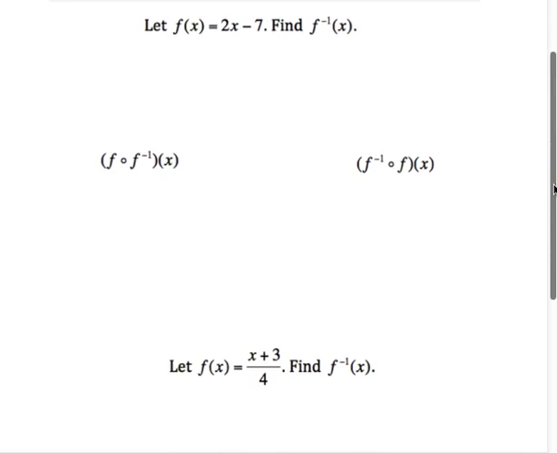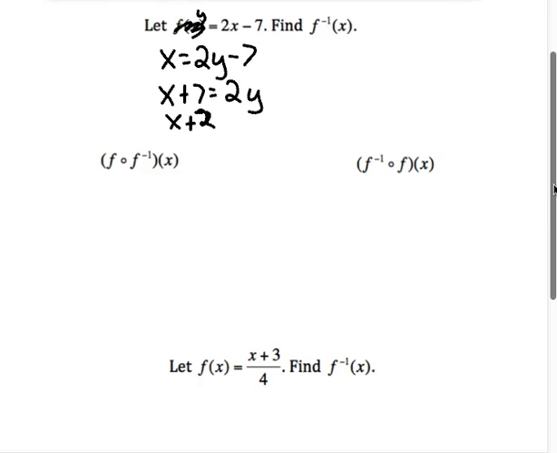I'm going to find the inverse of f of x. So replace that with y. I'm going to flip them. So that means I'm going to have to add the 7 over. Oh, and divide by 2. So my inverse is going to be x plus 7 over 2. And now I can actually use this idea of composites to prove that those are inverses of each other.